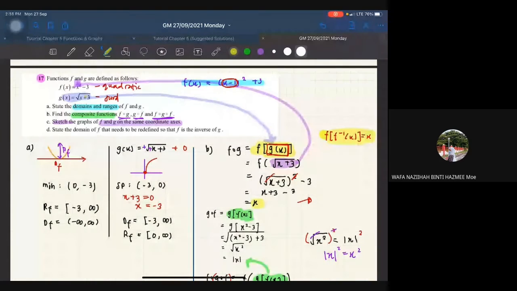Okay, betul. Dua-dua adalah equal to x. So what conclusion can you make from this one? f of g of x sama dengan f inverse? Fgx sama dengan f inverse ke yang gx tu sama dengan f inverse?